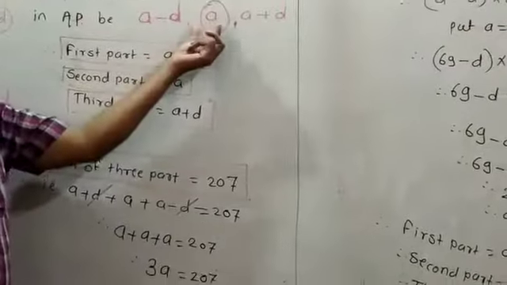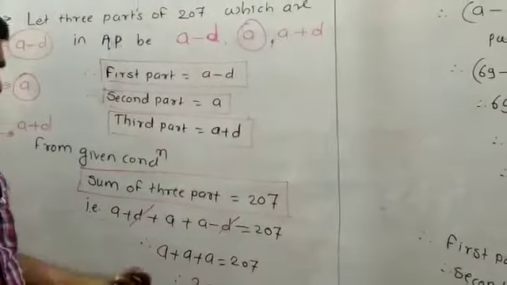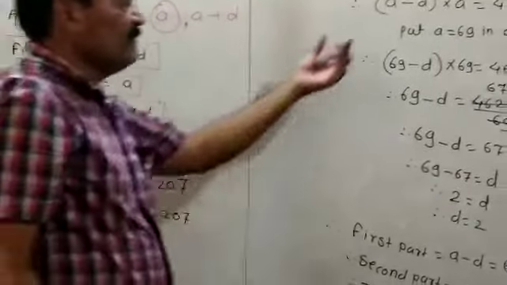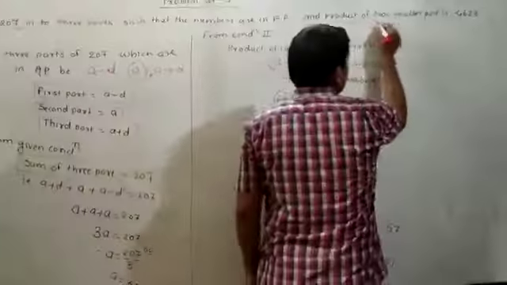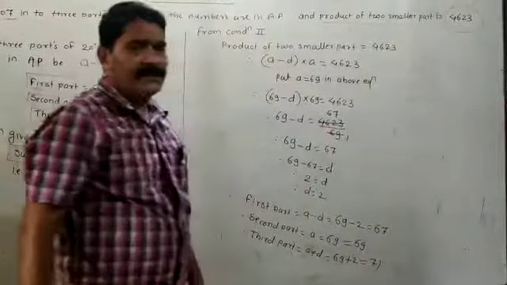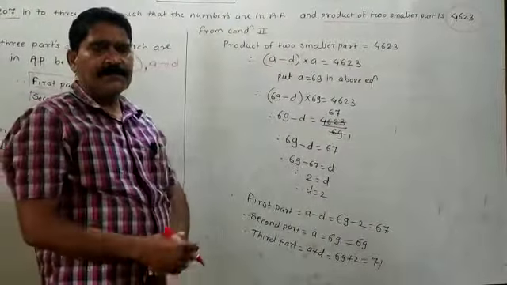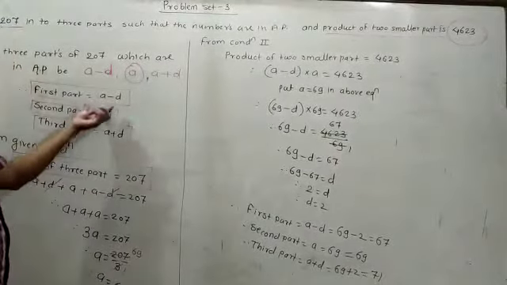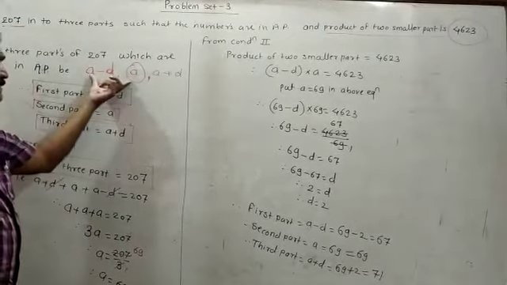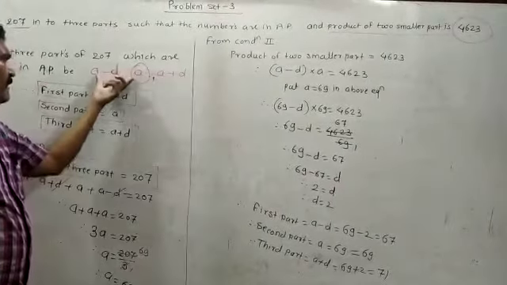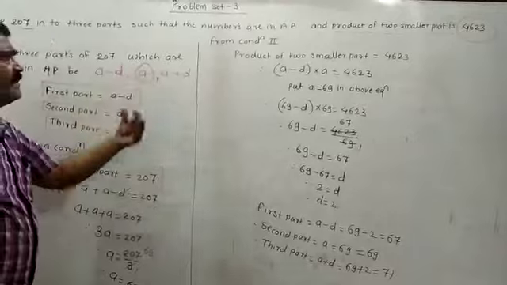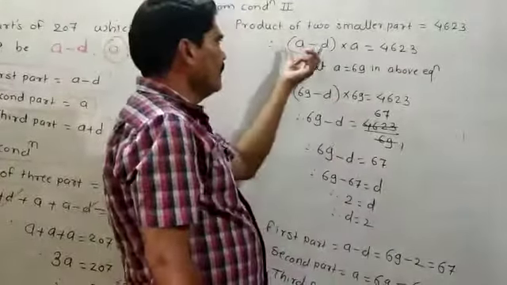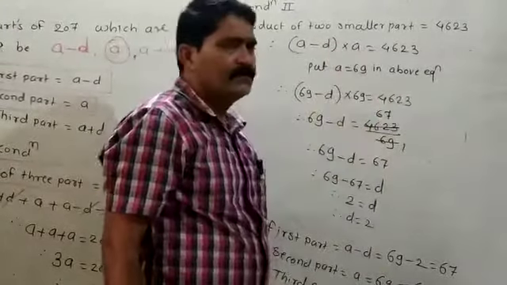Then this part will become A. Then you have to find the D. How will you get D? The second condition is given: the product of the two smaller parts is 4623. Product means multiplication. Which are the smaller parts? These 2 parts are the smaller parts, and this is the biggest one. Then the product of A minus D and A is given. So the product of the 2 smaller parts is 4623. Then A minus D multiplied by A is equal to 4623.